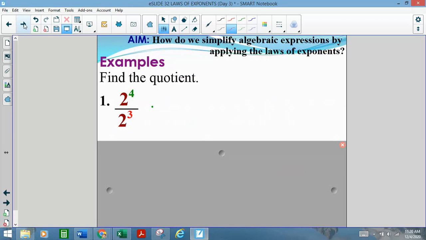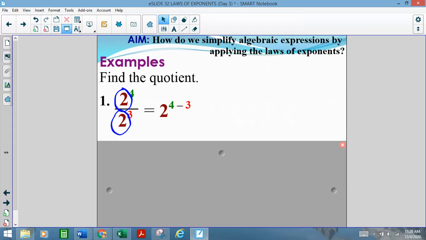Let's go to our first example. So going back to Jane's problem, 2 to the 4th power divided by 2 to the 3rd power. Do they have the same base? Yes, they do. So because they have the same base, we can go ahead and follow the rule of keeping the same base and then subtracting their exponents, 4 minus 3. Then we can move on to simplify.